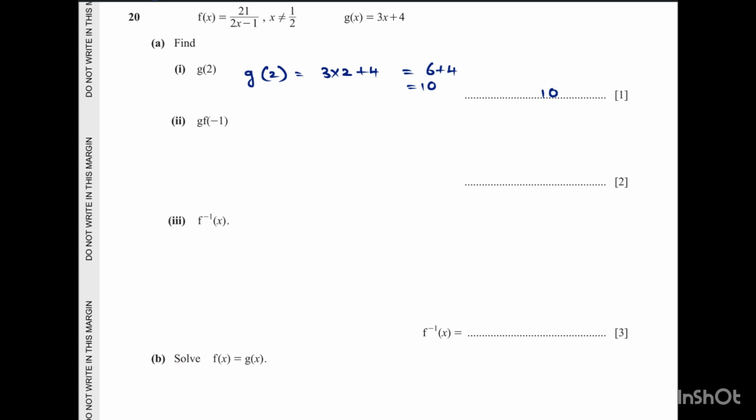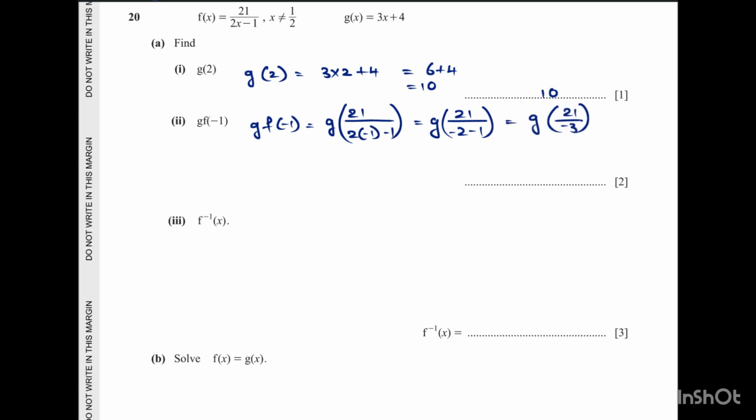Then second question, g of f of minus 1 will be g of f of minus 1. In the function f, we have to substitute x with minus 1. So 21 by 2 into minus 1 minus 1. Then simplify that. 21 by 2 into minus 1 is minus 2 minus 1, and this will give you g of 21 by minus 3.